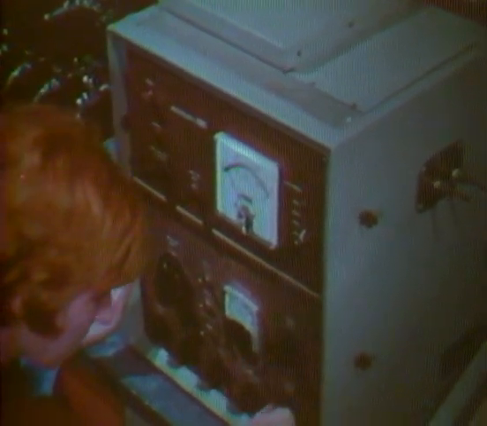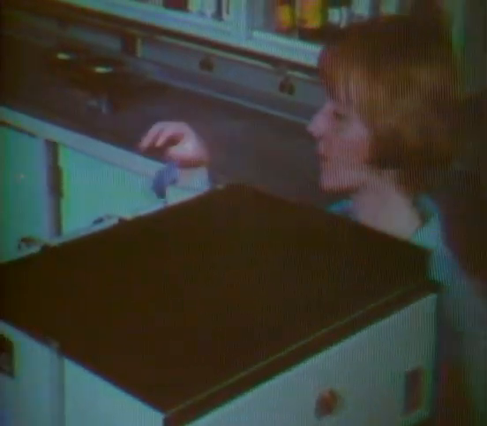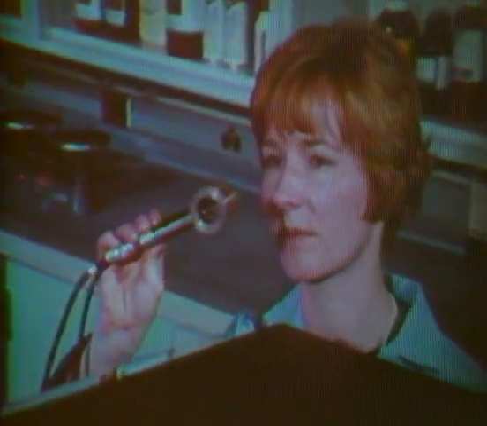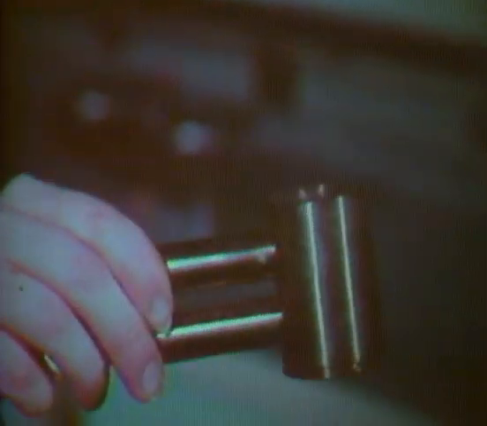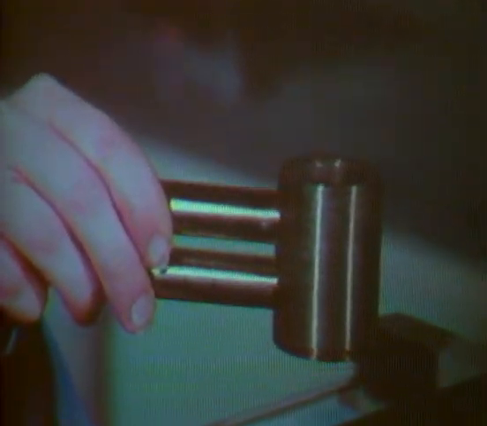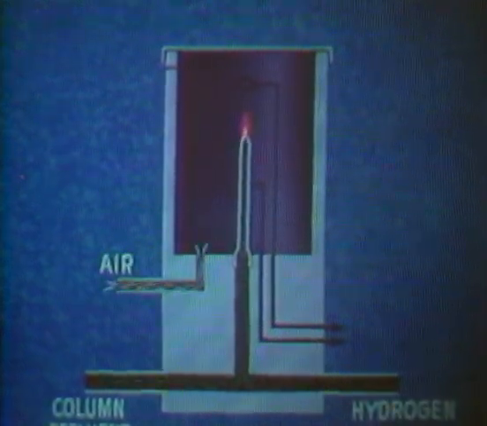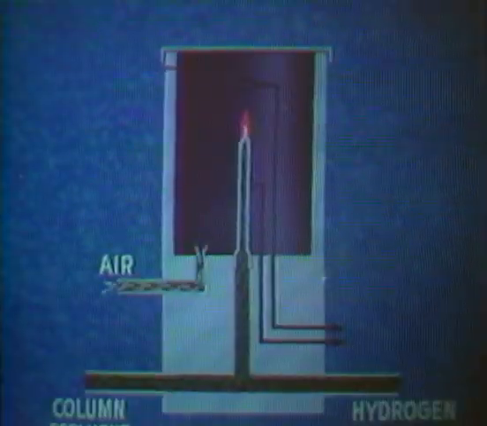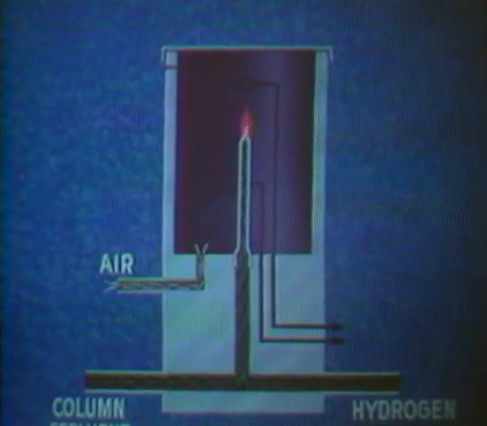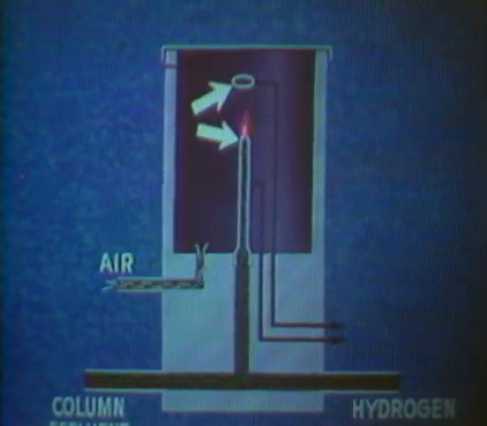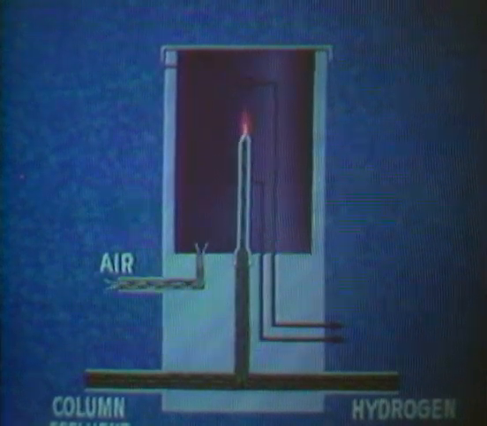A far more sensitive detector is the flame ionization detector. It can easily measure very small amounts of a component in small sample volumes. Its construction is very simple. The column effluent is mixed with hydrogen and burned in an environment of air. The conductivity of the flame is measured between 2 electrodes, one of which is usually the jet itself.